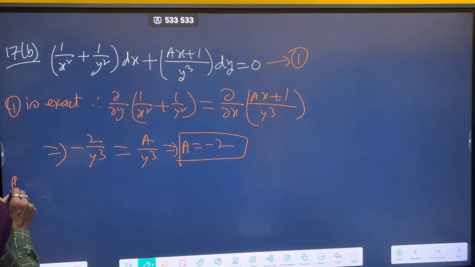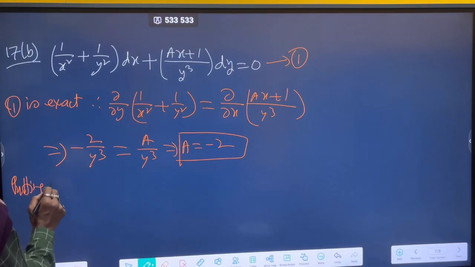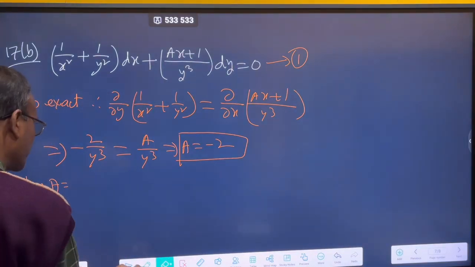Therefore, putting a equal to minus 2 in 1.